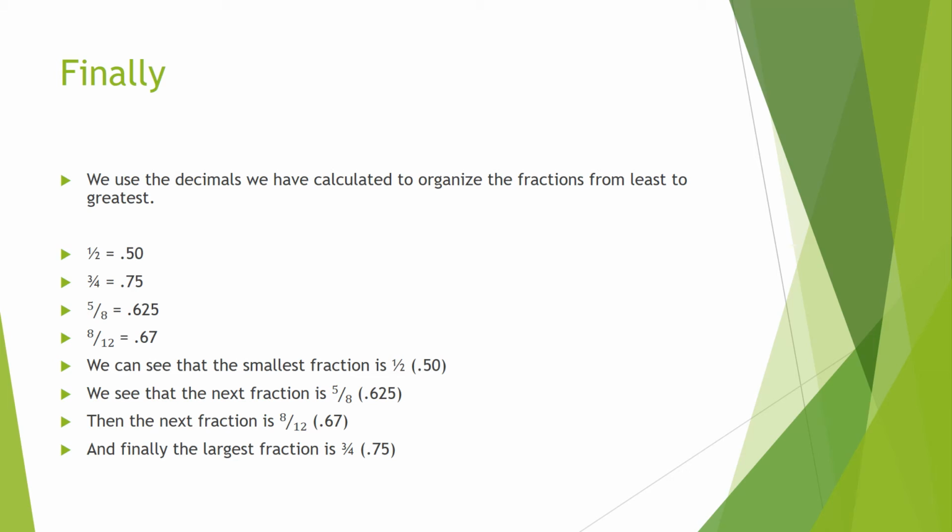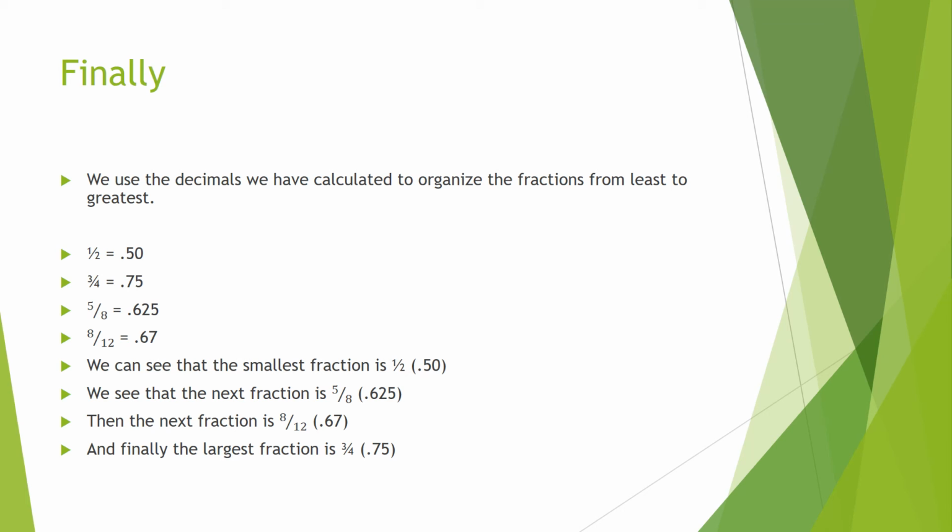So the final step when we are calculating these fractions into decimals is that we are going to use the decimals we have calculated to organize the fractions from least to greatest. So we look, as we talked about, that 1/2 in decimal form is 0.50, 3/4 in decimal form is 0.75, 5/8 in decimal form is 0.625, and 8/12 in decimal form is 0.67. So when looking at these decimal numbers, we can see that the smallest fraction is 1/2 because its decimal equivalent is 0.50, which is our smallest decimal number when looking at our current list.